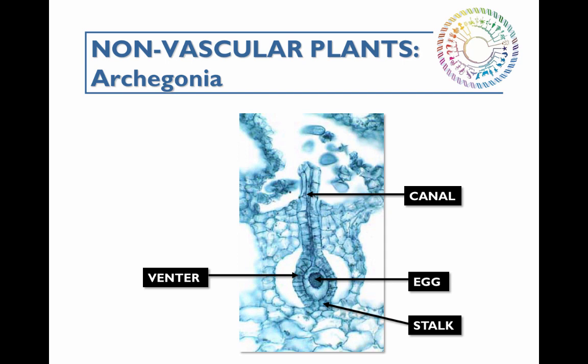So the archegonium is a much more complicated structure than the antheridium, and part of the reason for that is that it's not just protecting the egg, it also has to allow the sperm access to the egg, and then after the egg has been fertilized to form the zygote, and the zygote undergoes cell division to form the embryo, the archegonium carries on providing protection.